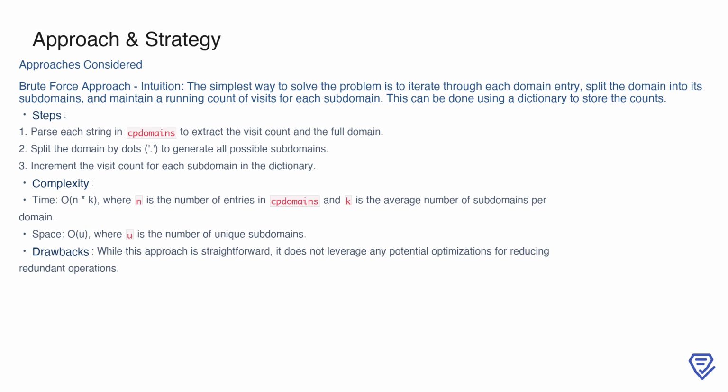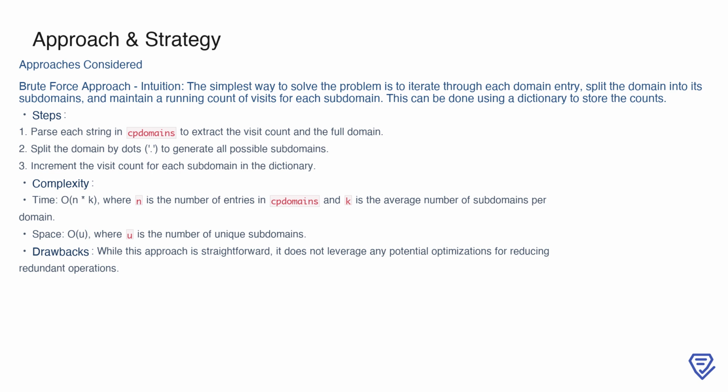The steps are simple. First, parse each entry in the input list to separate the visit count from the full domain. Then, split the domain into subdomains by using the dots as delimiters. Finally, for each subdomain generated, increment its count in the dictionary. While this approach is intuitive and effective, it has some limitations.